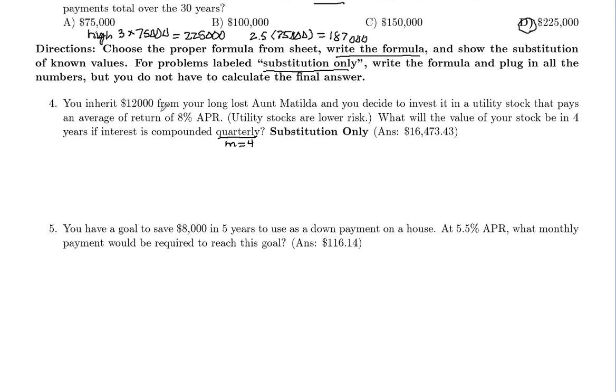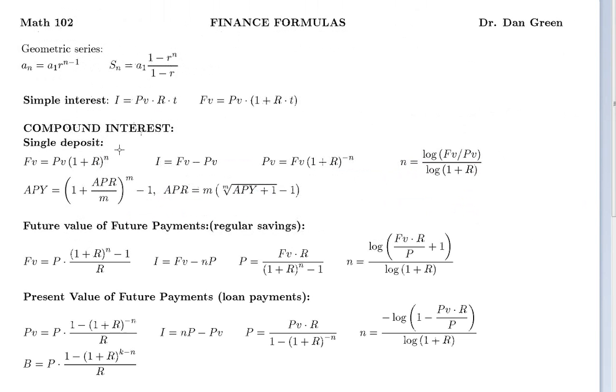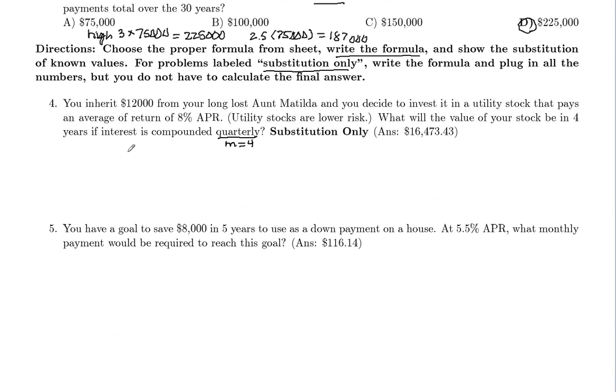So first of all, what we do is we go over to the formula sheet here and we try and see, which category is this in? Is this a single amount? Is it regular savings or is it a loan? Well, it's not a loan, okay, because you're getting the money. Is it regular savings? Well, it doesn't say you get $12,000 per month. It says you just get $12,000. Okay, so it's got to be single deposit. So that's the first thing you do. Which category? So you know it's single deposit.